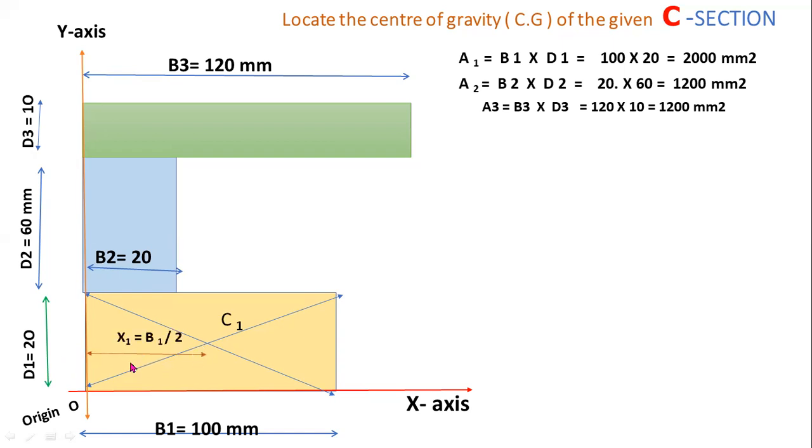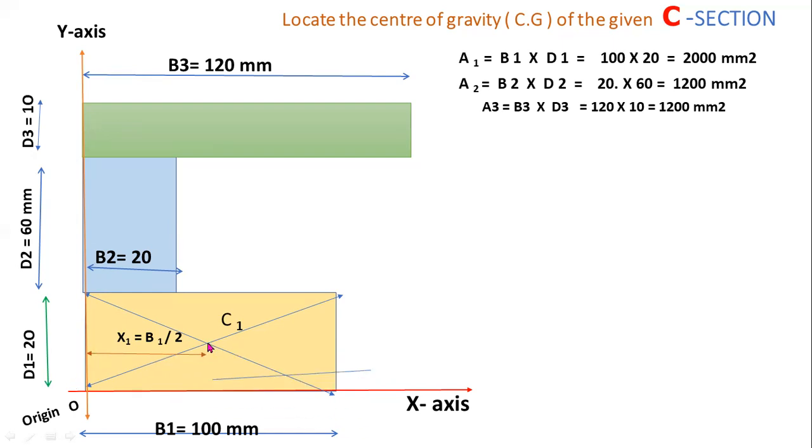Now x1 is the distance of centroid C1 from the y-axis. Distance of centroid C1 from the y-axis equals x1. x1 equals half of the base. Here b1 equals 100 mm, so x1 equals 50.